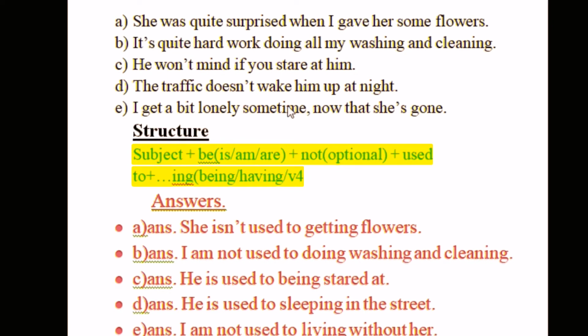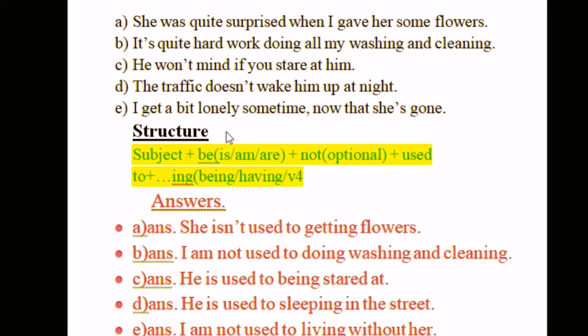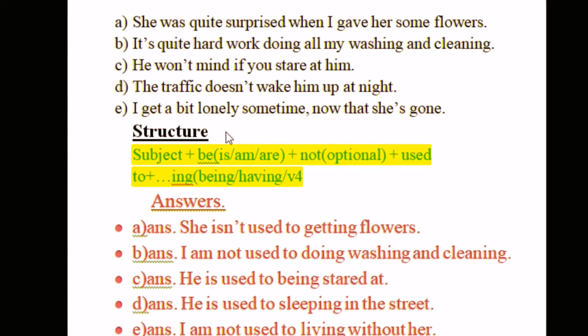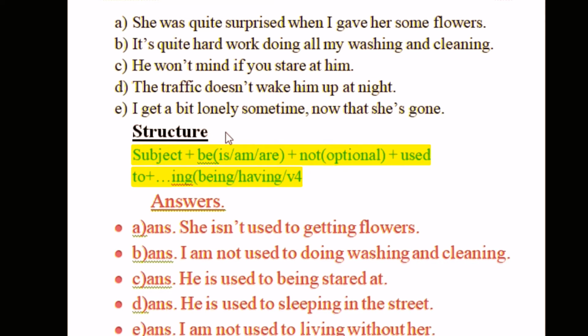So let's talk about the basic structure here. How to use used to plus ing? The basic structure for using used to plus ing is subject plus be verb. That means is, am, or are, not was or were, my dear. Among these three words, you can use one, plus not, that is optional. If you want to write a negative sentence, you can use not. Used to plus ing is compulsory in all the sentences. Here ing denotes being, having, or any kind of verb form.